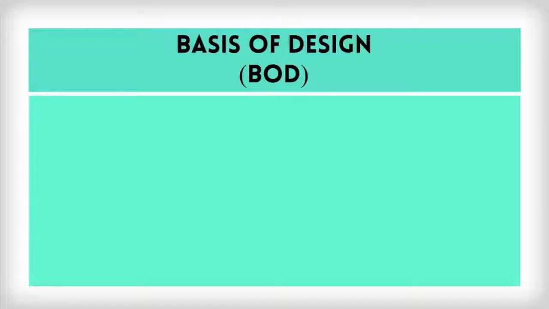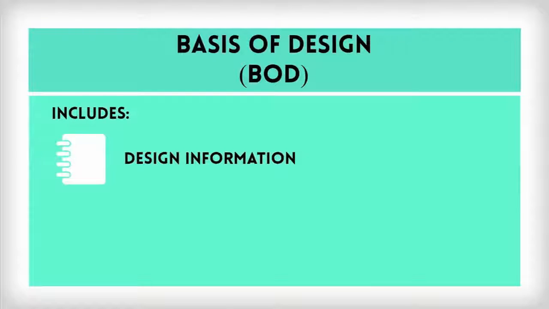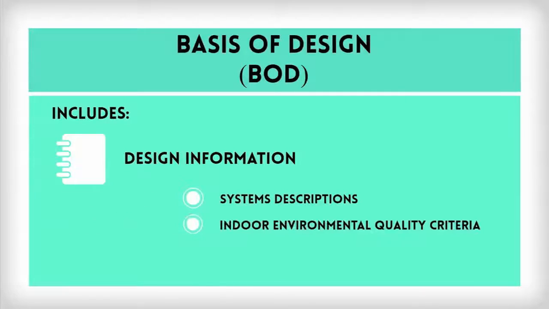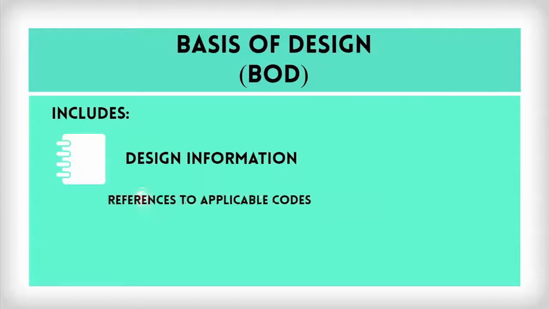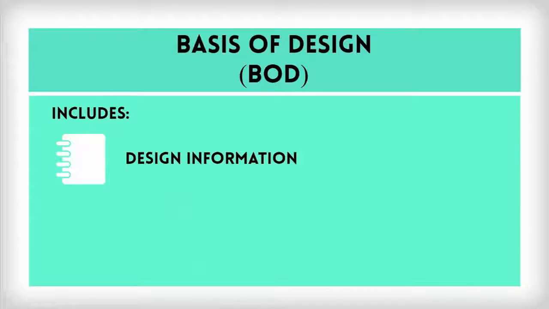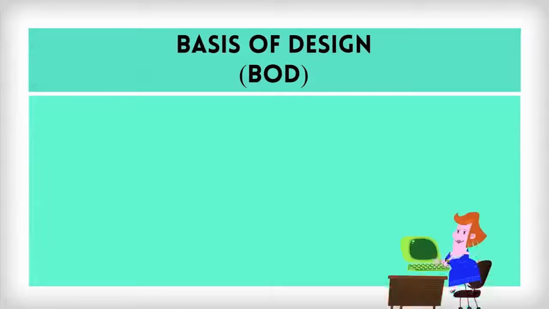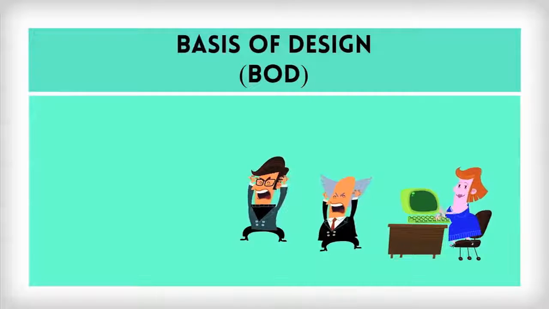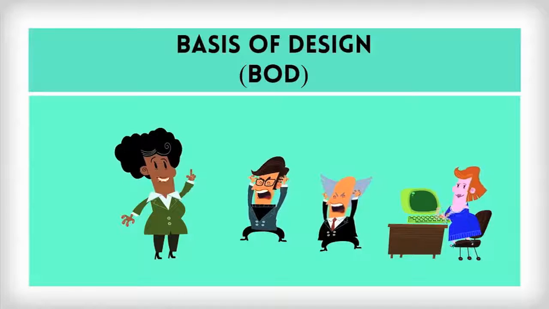And then we have basis of design, or BOD. This includes design information necessary to accomplish the owner's project requirements, including system descriptions, indoor environmental quality criteria, design assumptions, and references to applicable codes, standards, regulations, and guidelines. So while the owner maintains primary responsibility for the owner's project requirements, it's the design team, and primarily the MEP engineering side of the team, who manages the basis of design.